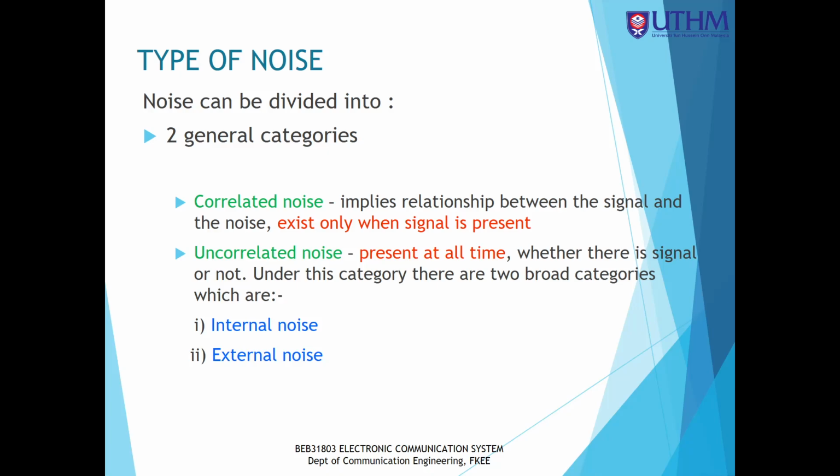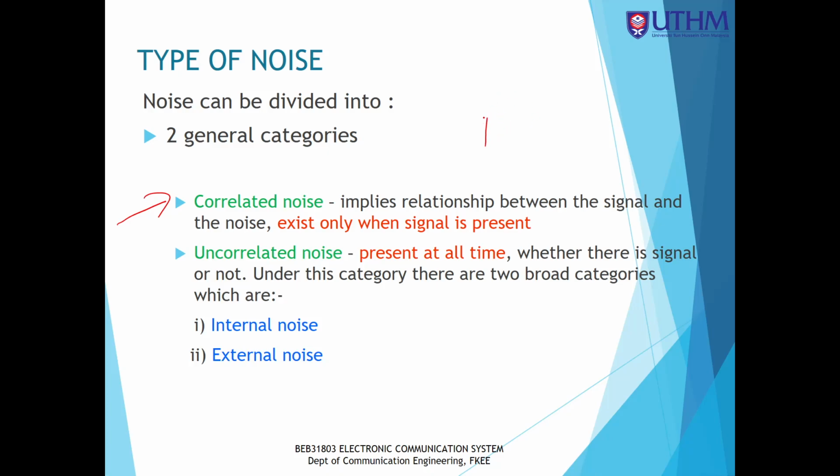Okay, so remember that the noise can be divided into two: correlated noise and also uncorrelated noise. So what is the correlated noise? Correlated noise is the noise that exists only when the signal is present. Okay, so correlated noise ini berlaku hanya sekiranya ada input. Okay, only when we have the input.